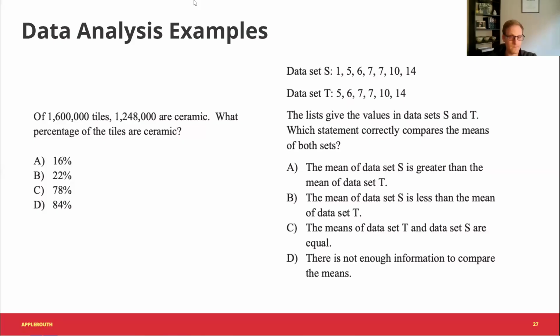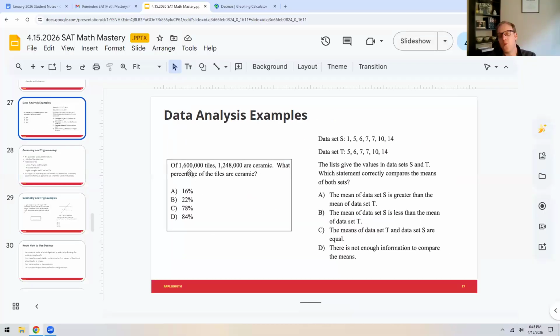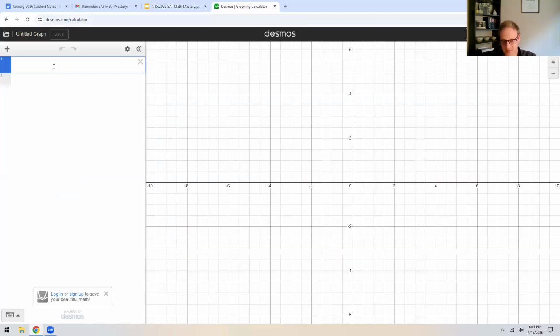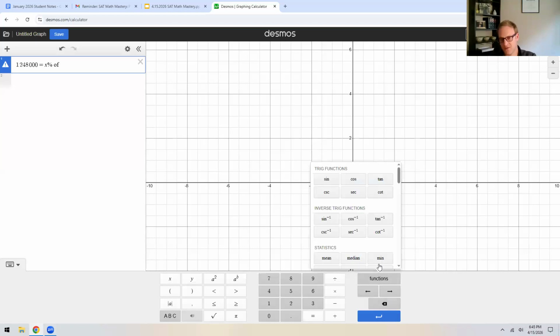And so as you follow along here, let me go back to the slide. Of 1.6 million tiles, 1.248 million are ceramic. What percentage of the tiles are ceramic? So Desmos is silly, but what I want to do is 1.248 million, no commas because Desmos doesn't like it, equals what percent? I'm going to just hit Shift 5, but you can also do it right down here under functions, right? Kind of a pain, but it's down there somewhere.